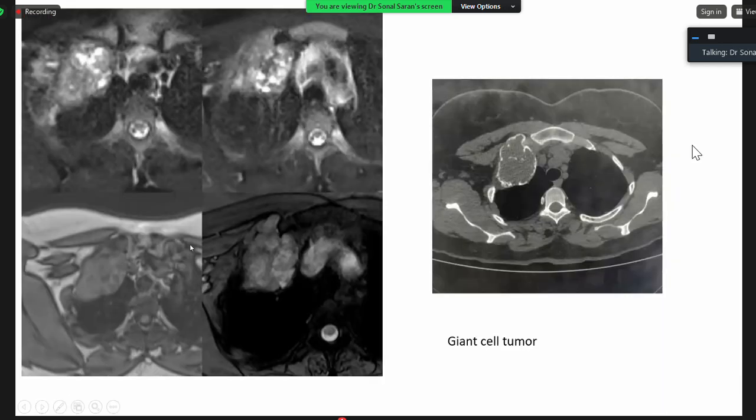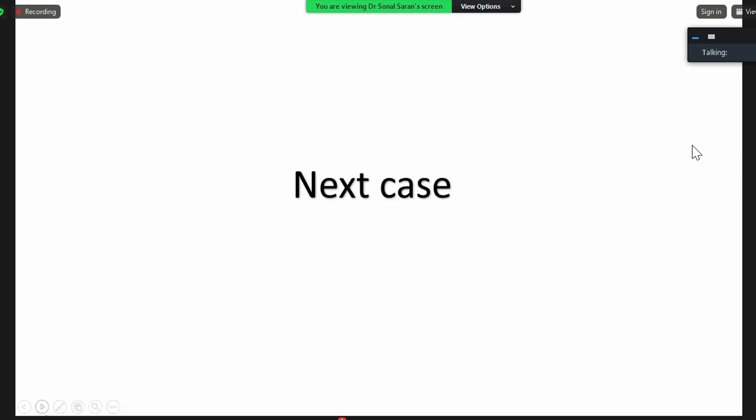And these are the cross-sectional imaging MRI as well as CT, where we can see the right-sided upper rib showed a large osteolytic lesion with expansion and some internal septa. The lesion was showing some amount of internal cystic area. So this is a case of giant cell tumor with some amount of aneurysmal bone cyst transformation. Next case.